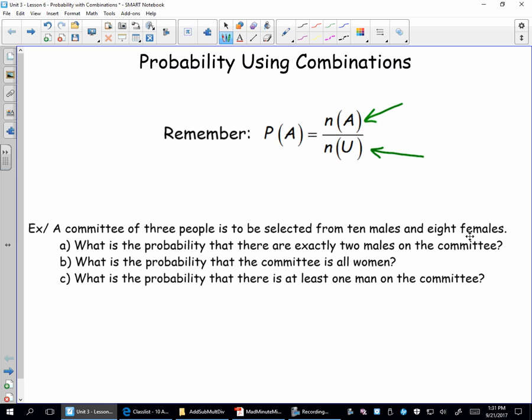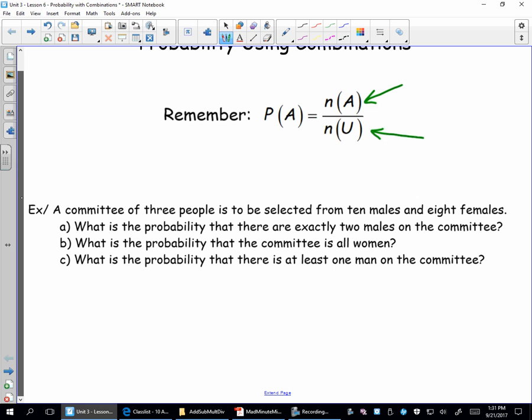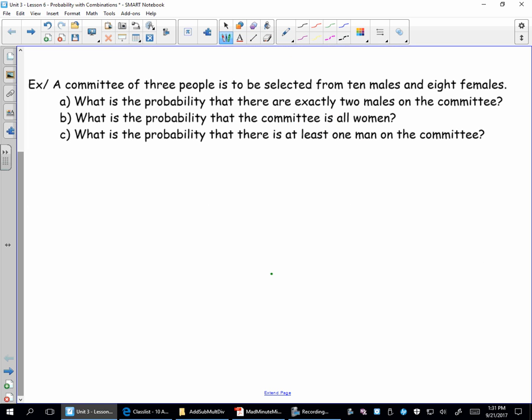So let's start with, we're just doing examples today, okay? Let's start with our typical example. We have a committee. A committee of 3 people is to be selected from 10 males and 8 females. That's a combination question. We know that because we're making groups of things. But I'm turning this into a probability question by asking, what's the probability there are exactly 2 males on the committee? So, how many different ways could I pick any committee?